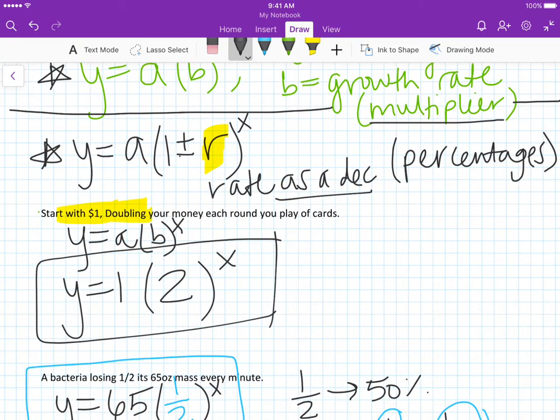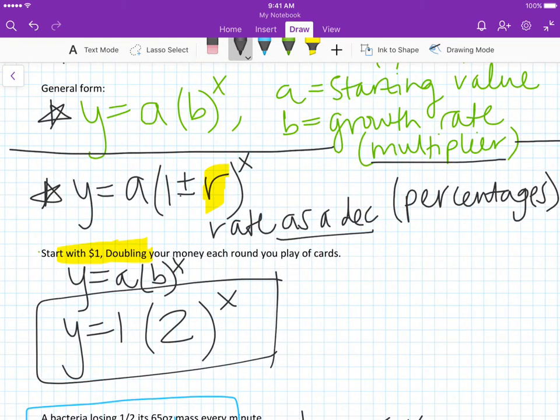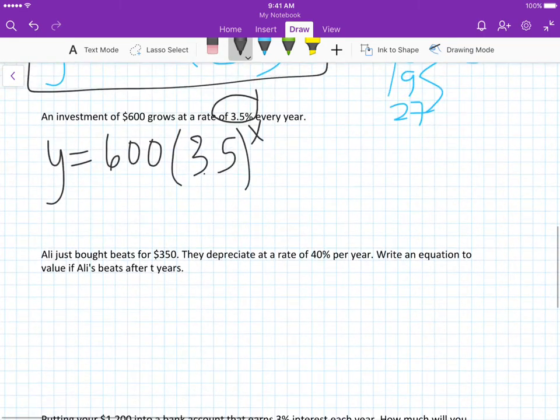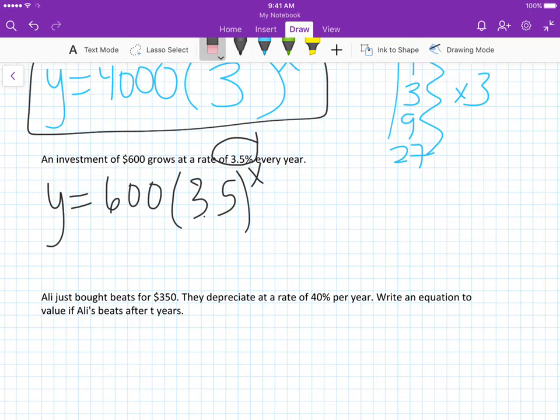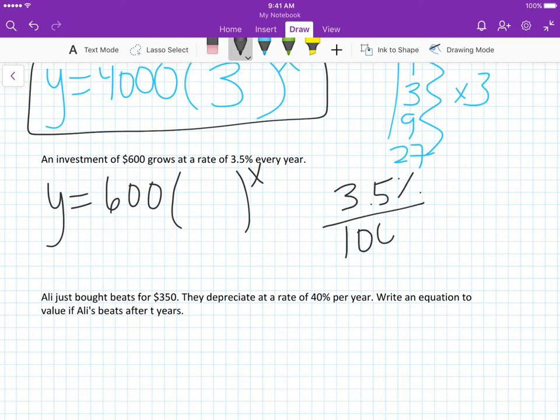So I had y equals a, so what I've set up so far can stay. But then it's times 1 plus or minus r to the x, and it says rate as a decimal. So I'm going to have to erase this, because it's definitely not 3.5. But 3.5 as a decimal, well, I know 3.5%. Percent stands for per 100, out of 100. So 3.5 divided by 100, if you really need to use a calculator, which you definitely shouldn't, but would get you 0.035.